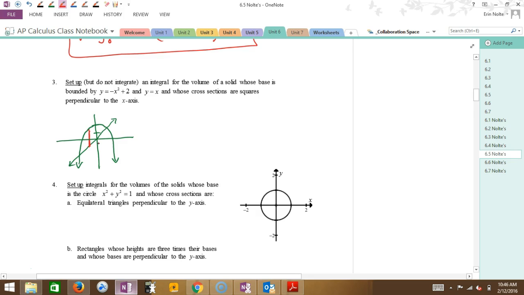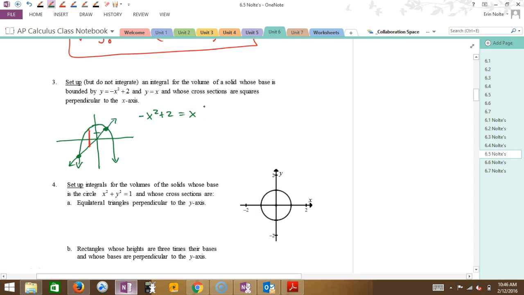Okay. All right, so the first thing that I'm going to do is find the bounded region of my base. I need to first figure out where these two lines intersect, the specific x values where they intersect. Okay, so how would I figure that out? Set the equations equal to each other. So I have negative x squared plus 2 is equal to x.